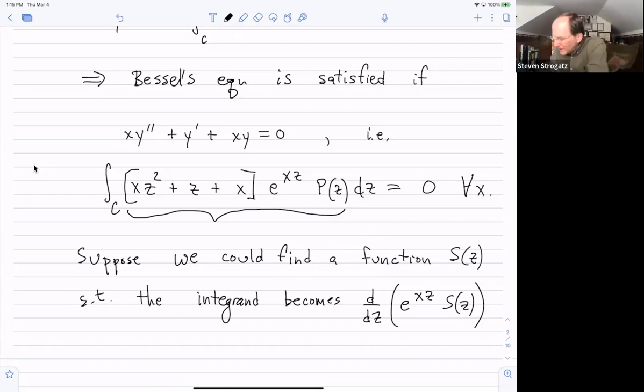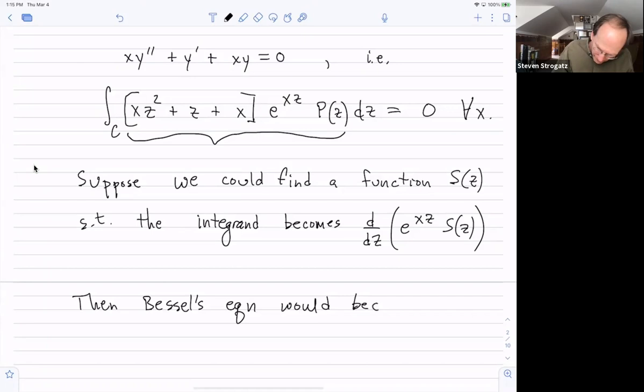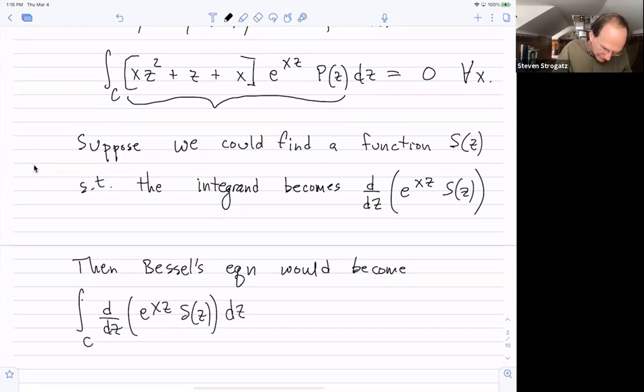That would be very nice. I mean, why is that so good? Let's suppose we could do that. Then what would happen? Then Bessel's equation would become, well, since I've made it this way, d/dz of e to the xz, S of z, dz, over this contour C. This is supposed to be 0.